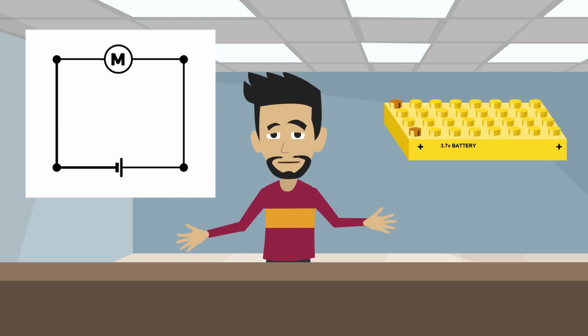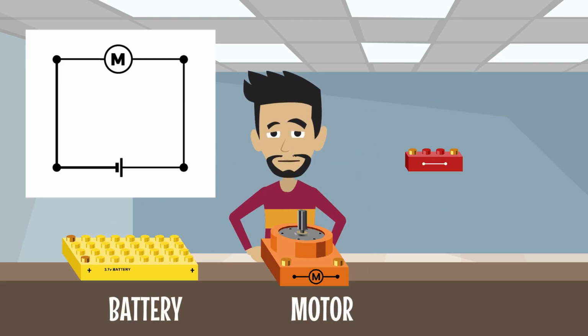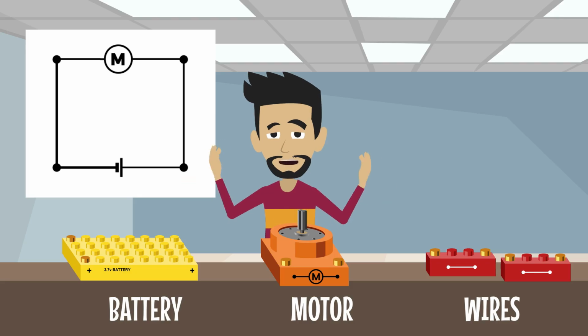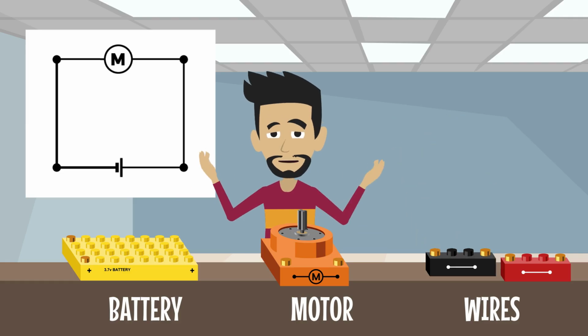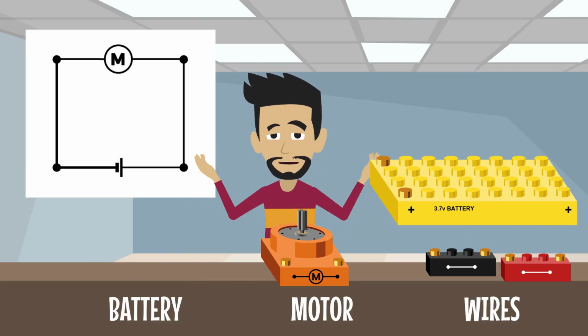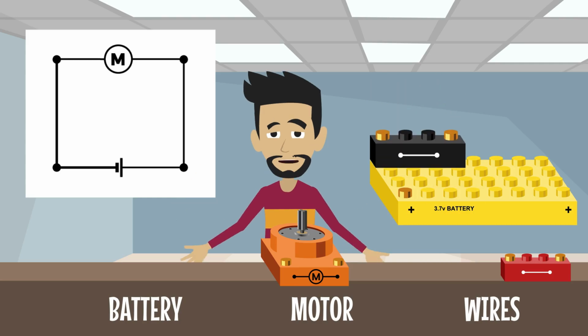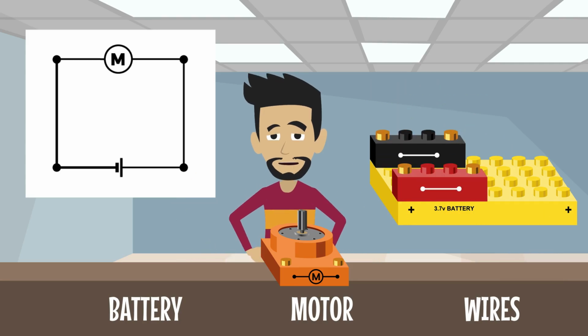We'll need a battery, a motor, and two wires. Let's not forget, we just learned that the negative side needs to be a black wire, so let's make sure to use a black wire for that and then a red for the positive side. Now that we've got our components, let's put the circuit together. On top of the battery, I'm going to set the black wire block on the negative side and the red wire block on the positive side.